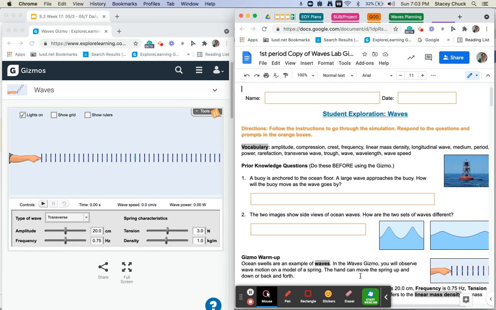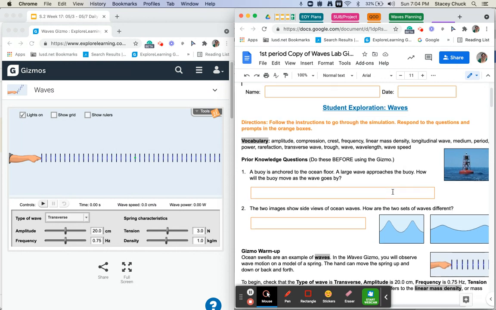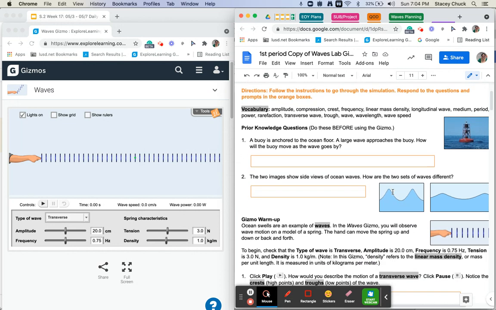Okay, this is the Waves Lab from the Gizmos. We're going to go over some of the answers to the questions in the lab, starting with page 1 here. We have prior knowledge questions. A buoy is anchored to the ocean floor. A large wave approaches the buoy. How will the buoy move as the wave goes by?